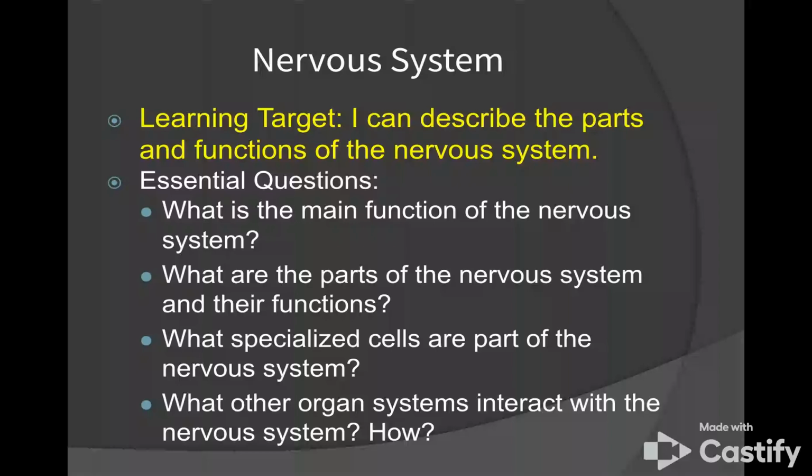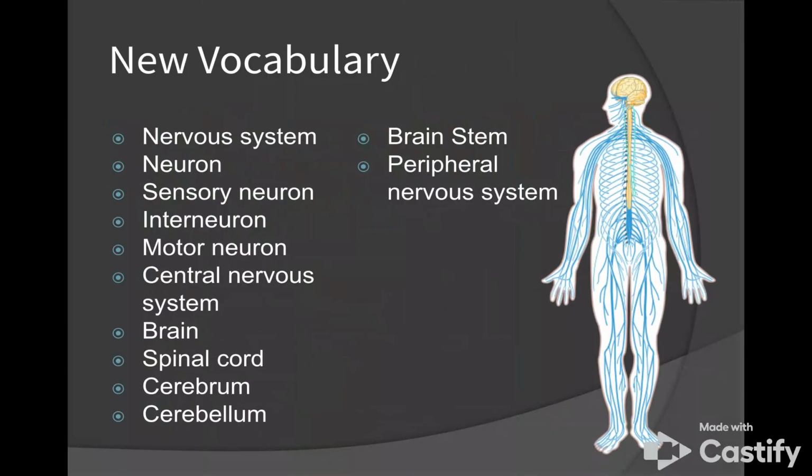This video is all about your nervous system. By the end of the video, you should be able to describe all the parts and functions of the nervous system, including any specialized organs, cells, or tissues in the nervous system and their jobs, as well as what other organ systems might interact with the nervous system and how.